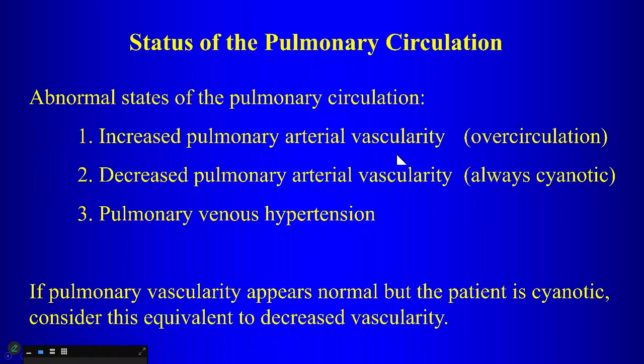So increased vascularity, over circulation, means there's increased pulmonary blood flow. Decreased pulmonary arterial vascularity means there's decreased pulmonary blood flow. Pulmonary venous hypertension shows signs of failure, pulmonary edema, interstitial lines, etc. If the pulmonary vascularity appears normal but the patient is cyanotic, we will consider that, as far as a plain film, equivalent to decreased vascularity.